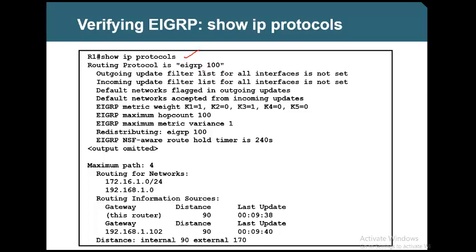Show IP protocols will show all the routing protocols that you have enabled in this router. But currently we have EIGRP only, so you can see only EIGRP's output.